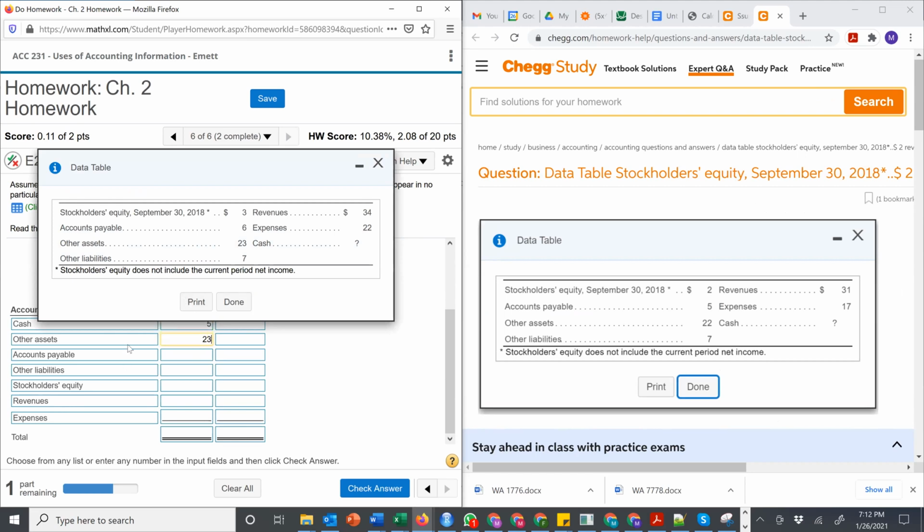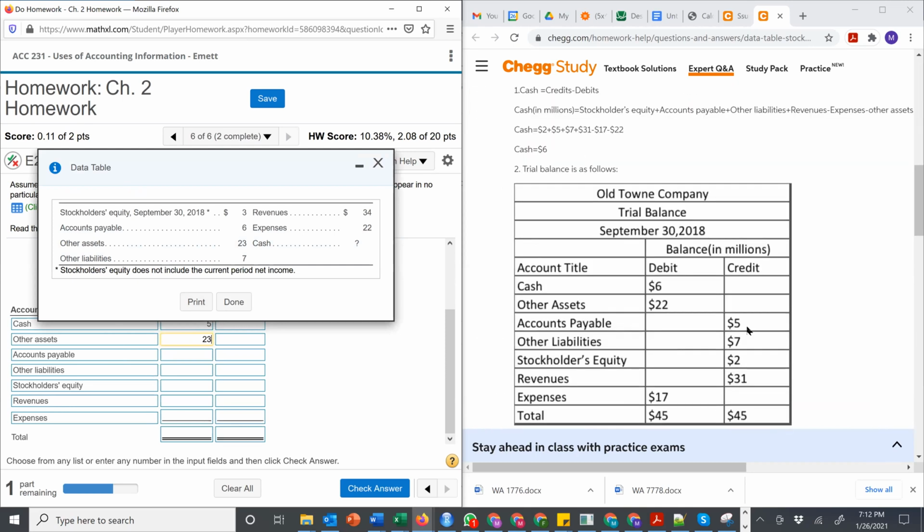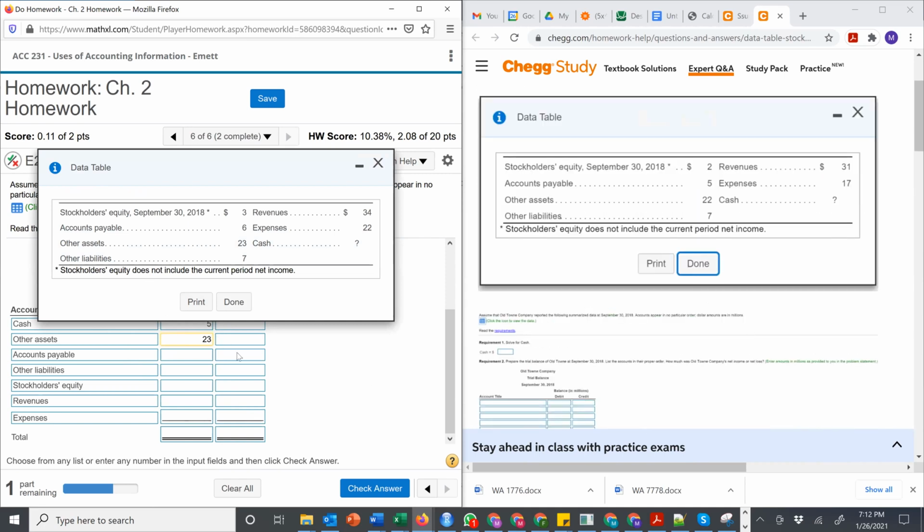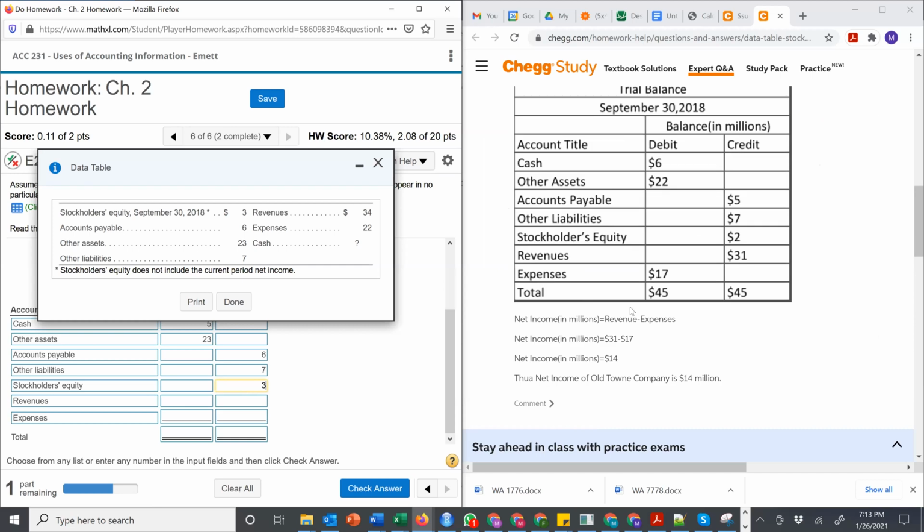You can keep it open. So accounts payable. That's on the right side. Why is that 5? Oh, because it's accounts payable. So ours is 6. Other liabilities is 7. Stockholders' equity is 3. And then revenues, go back. Revenues were 34. So we can add these up, but we also know that expenses were 22. And these two numbers have to be the same down here, 50, I guess. So we'll submit that and see if we got it.